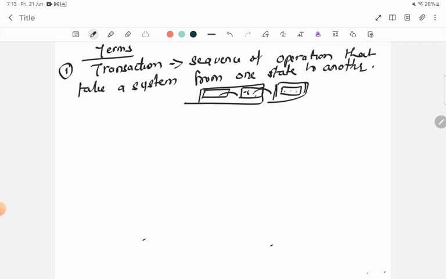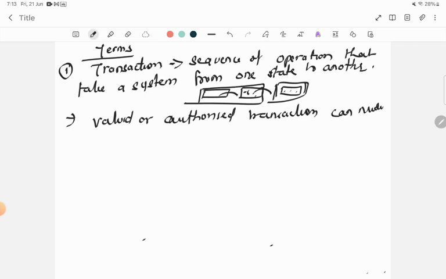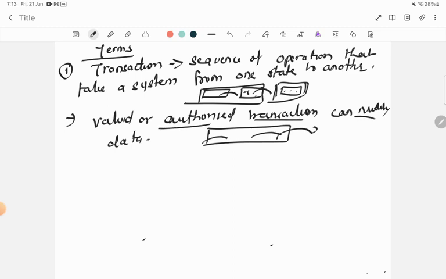Only a valid or authorized transaction can modify the data. What does it mean? First of all, you have to log in with your correct username and password. Then only can you go inside your banking app. After that you have to put in the correct account number. After that only can you debit or credit the amount to some other account. So there should be an authorized transaction, and only then can the data be modified.